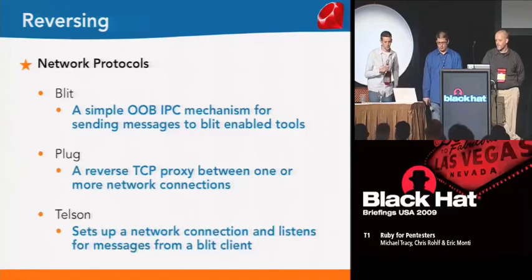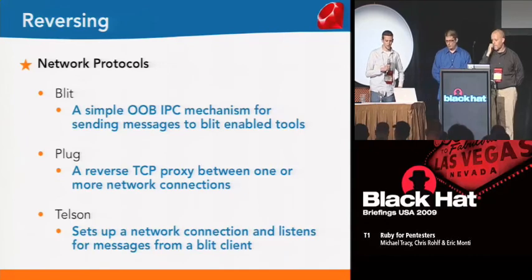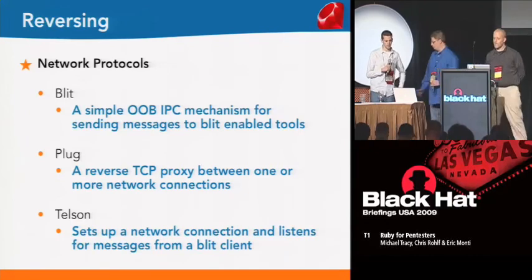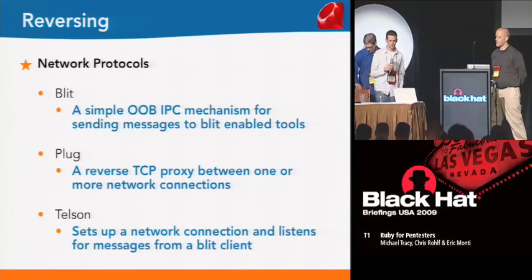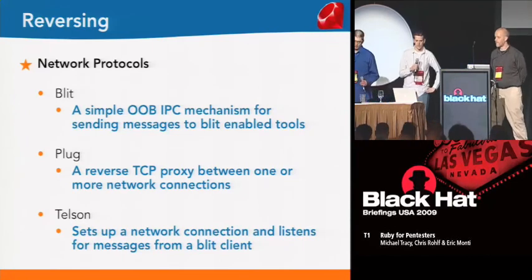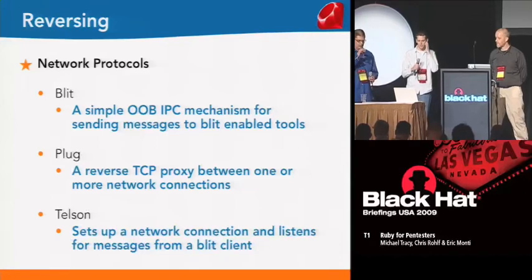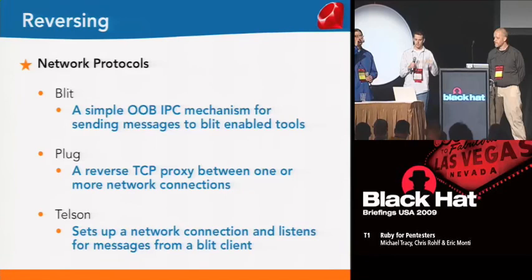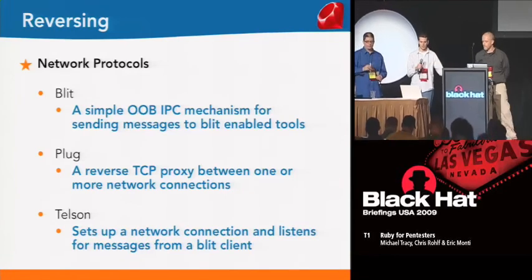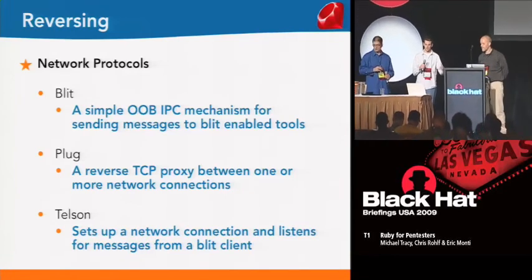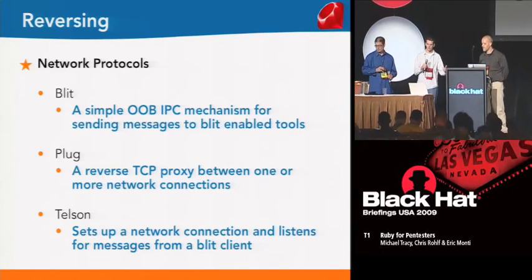So 3 tools that come with Black Bag are Blit, Plug, and Telson. And there's some variations of each within Black Bag. We use them frequently to plug board network connections and get in between clients and servers. Telson's a utility that acts kind of like a dumb client. Basically, it's sort of like Netcat. You're going to make a connection to a remote endpoint with Telson, but then on the back end, you can send messages to Telson via Blit that's going to send those messages across the wire.